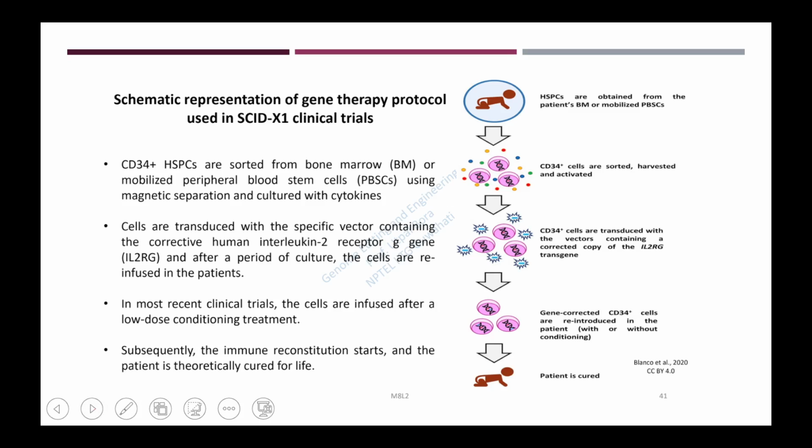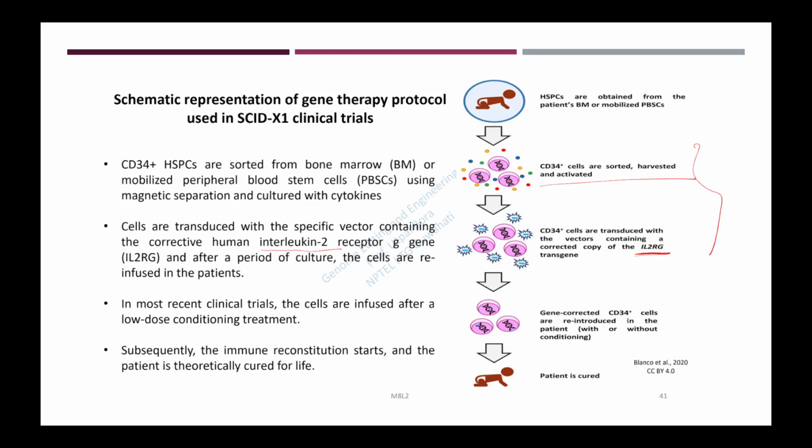This is also a schematic representation of the gene therapy protocol used in X-linked clinical trials. CD34 positive hematopoietic stem cells are sorted from bone marrow, because the hematopoietic cells are present there. After a period of culture, these cells are harvested, activated, and transduced with the vector containing the corrective human interleukin 2 receptor gamma gene, the correct copy of this IL-2RG gene.